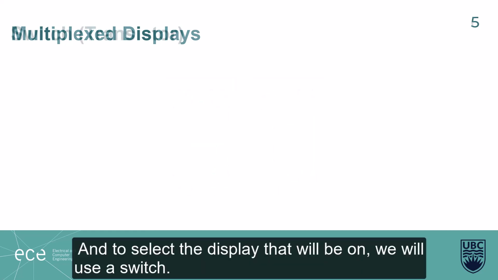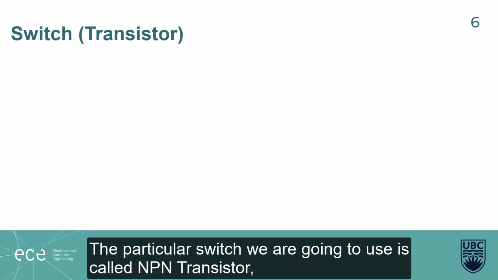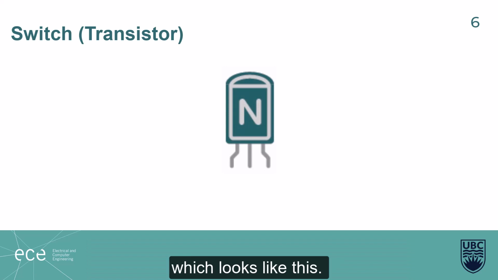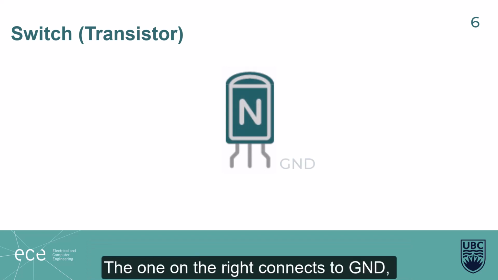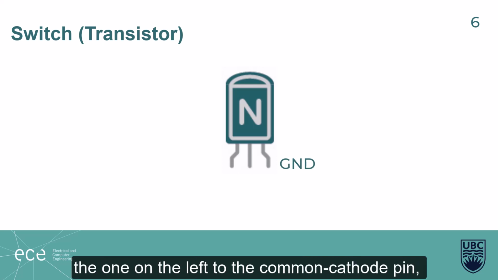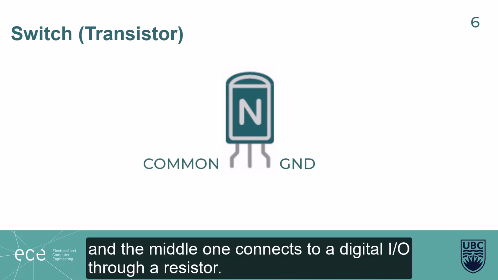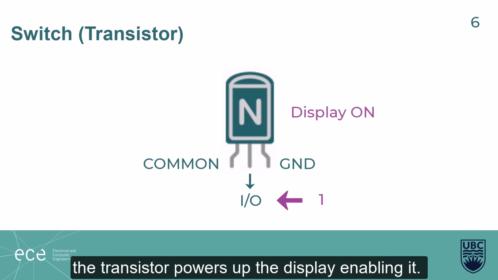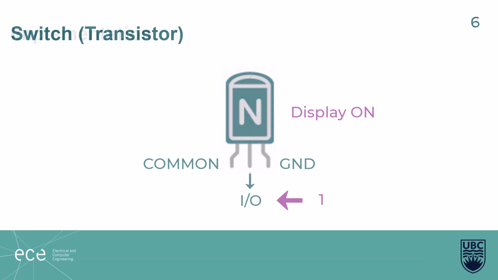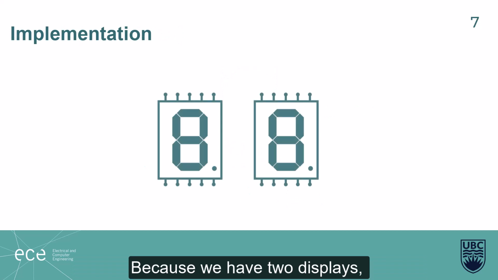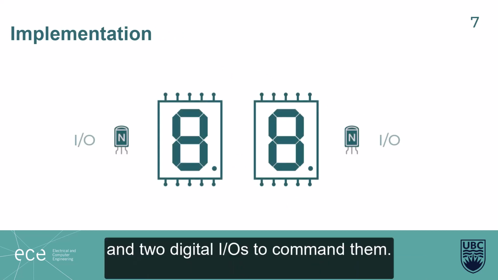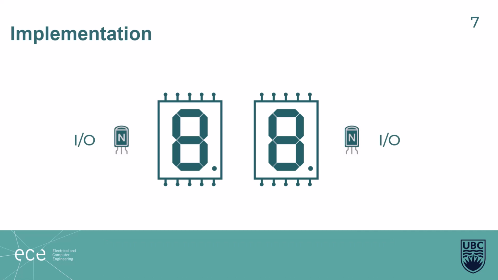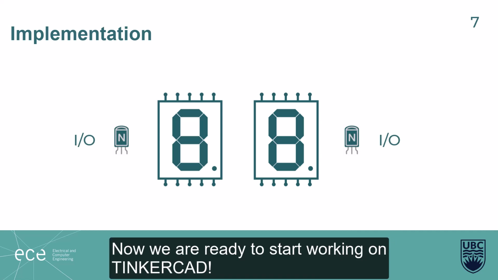And to select the display that will be on, we will use a switch. The particular switch we are going to use is called an NPN transistor, which looks like this. It has 3 pins. The one on the right connects to GND, the one on the left to the common cathode pin, and the middle one connects to a digital I/O through a resistor. When writing a 1 in this digital I/O, the transistor powers up the display, enabling it. Because we have 2 displays, we will need 2 transistors and 2 digital I/Os to command them. Now we are ready to start working on Tinkercad.